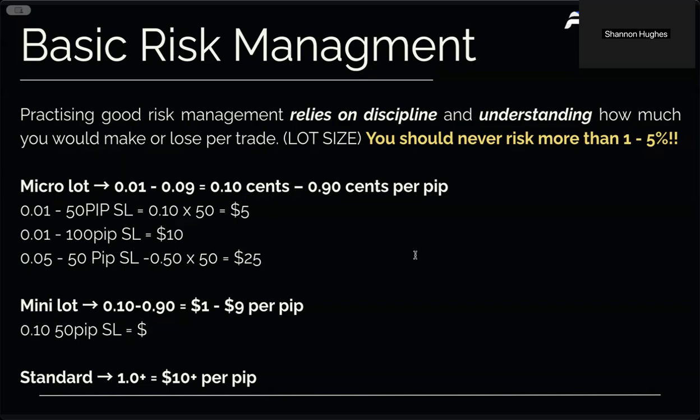But it does. Now, when it comes to mini lots, you're risking a minimum of $1 per pip. So a 0.10 is now $1 per pip. That same trade with a 50 pip stop loss, rather than losing $5, you're going to lose $50. Again, this is why I would say if you have less than $1,000 in your account, you shouldn't really be touching mini lots and above. And then you've got standard lots, which is 1.0, where you're risking $10 per pip.